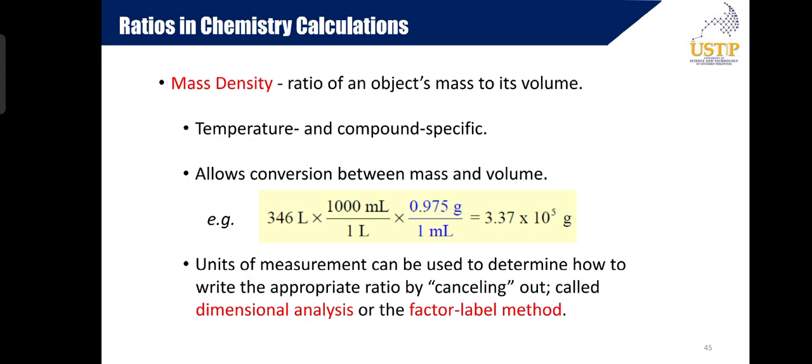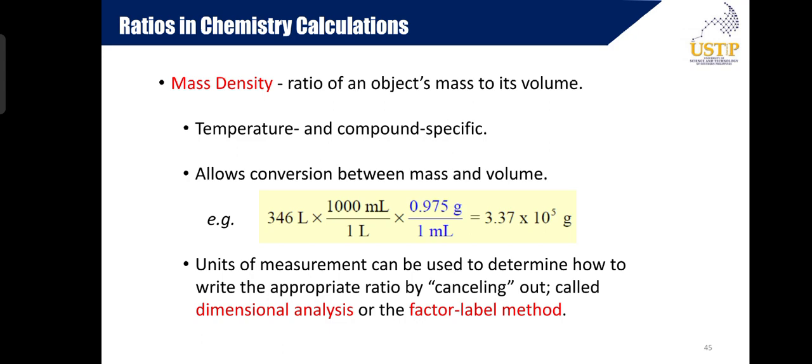0.975 grams per ml. Where did we get the density of water? It is also based on scientific experiments. Water at room temperature is 0.975 grams per ml. So it is exact, a fixed density for water.